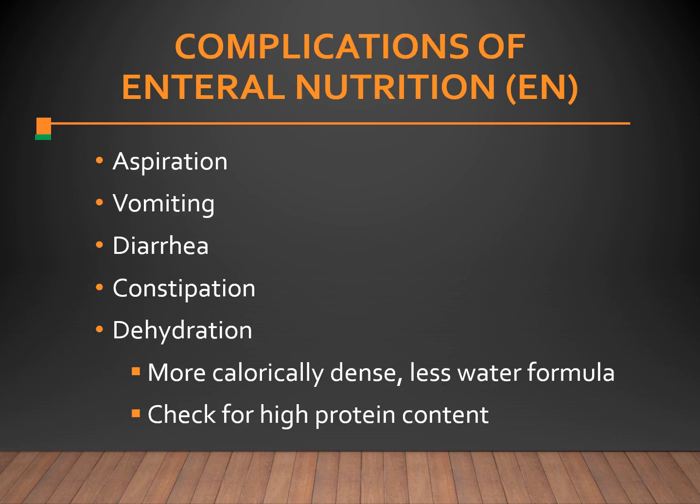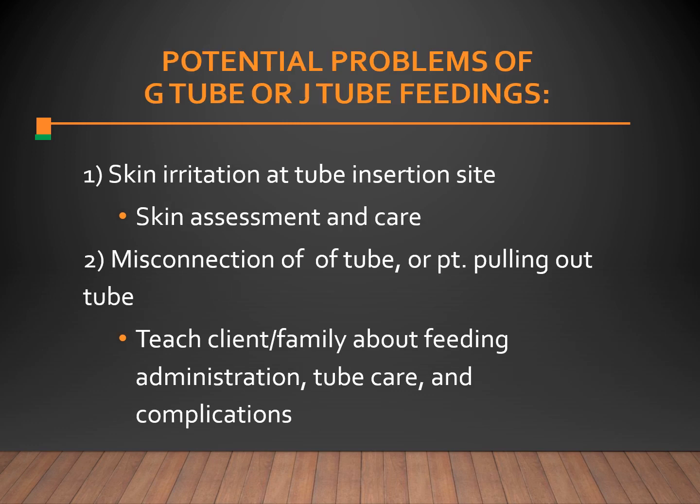Complications: aspiration we talked about, vomiting can occur, especially with stomach upset, especially if you give them cold nutrition. Diarrhea happens quite a bit, especially with an elderly population. The nutrition that they're given isn't the most digestible at times, so it can cause diarrhea. It can also cause constipation and dehydration. They're more calorically dense and less water formula, so the flushes are extremely important for hydration, and you also want to check for high protein content.